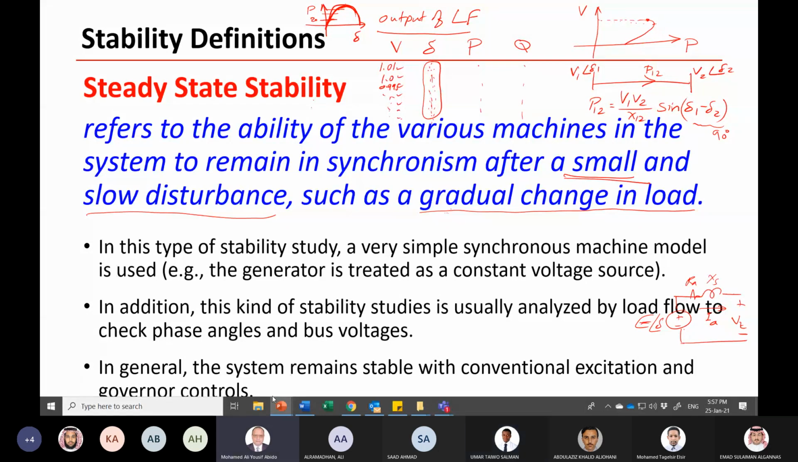Doctor, just before we leave the definition of stability, I observed that the definition of stability is defined in terms of machines' synchronism. So does it mean that we do not have instability where we have just one machine, maybe only one big thermal generator that is serving a particular process?